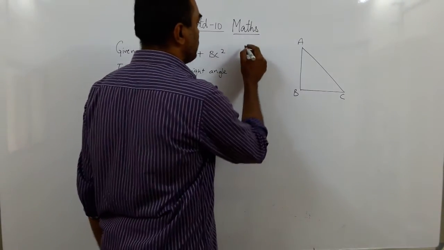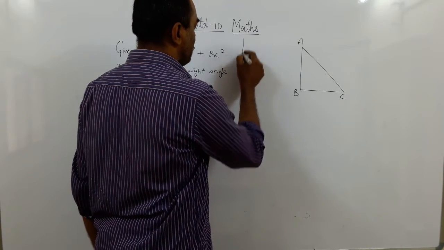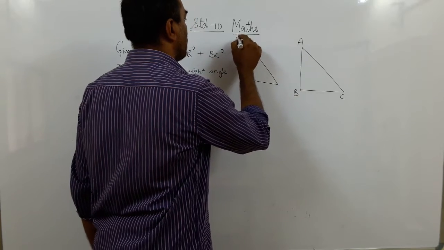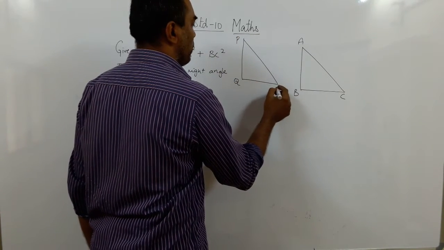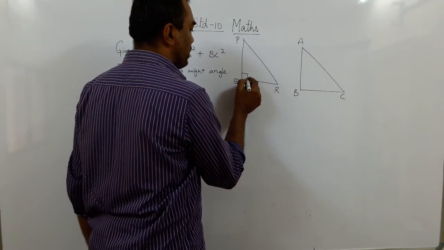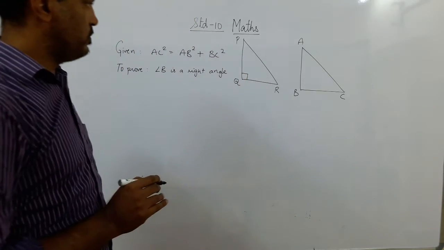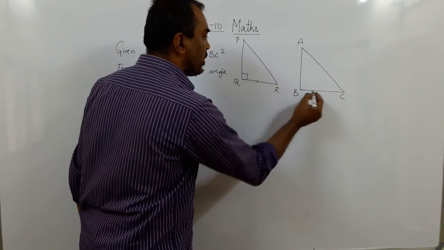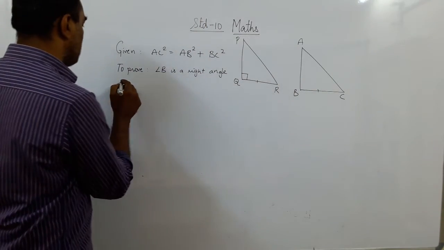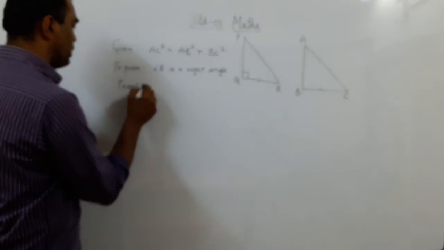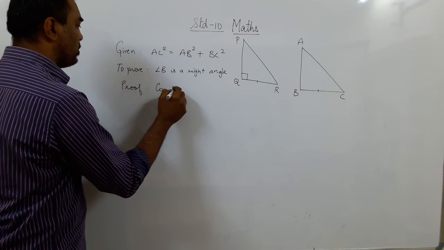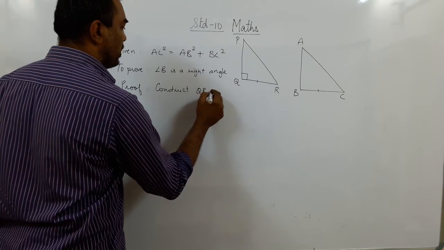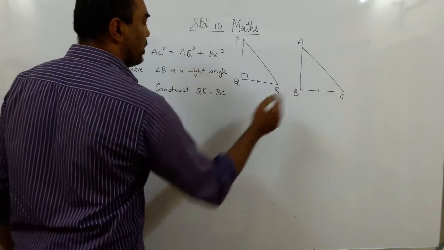We will construct a triangle PQR, keeping Q as 90 degrees. First draw QR equal to BC. So in the proof, construct QR equal to BC.